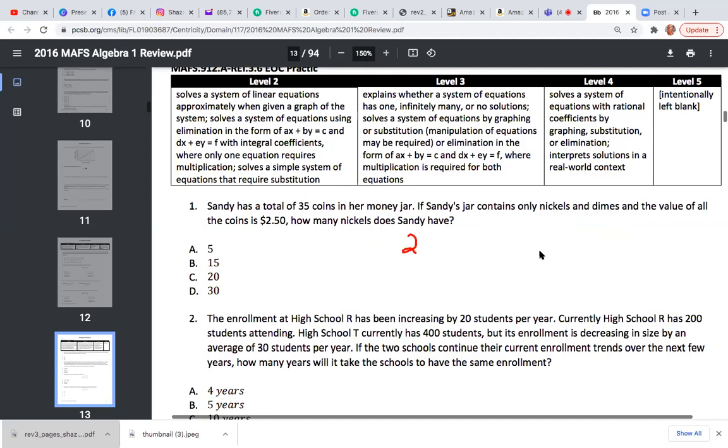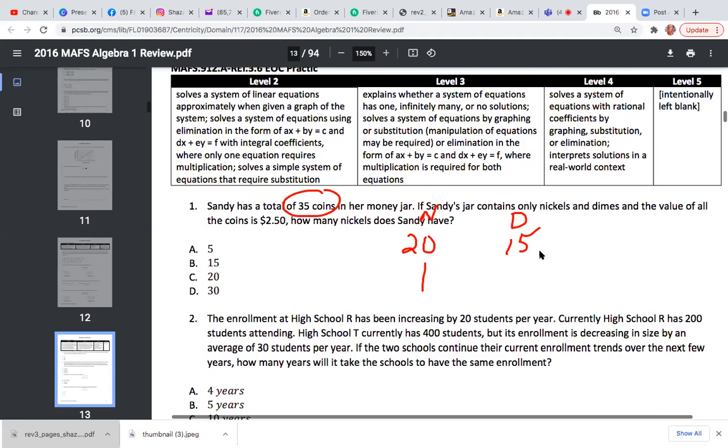If we have 20 nickels, guys, how much money is that? Remember, each nickel is 5 cents. 20 nickels. $1. Yes, $1. Very good. Now, if there was a total of 35 coins and 20 of them are nickels, that means that there's 15 dimes.